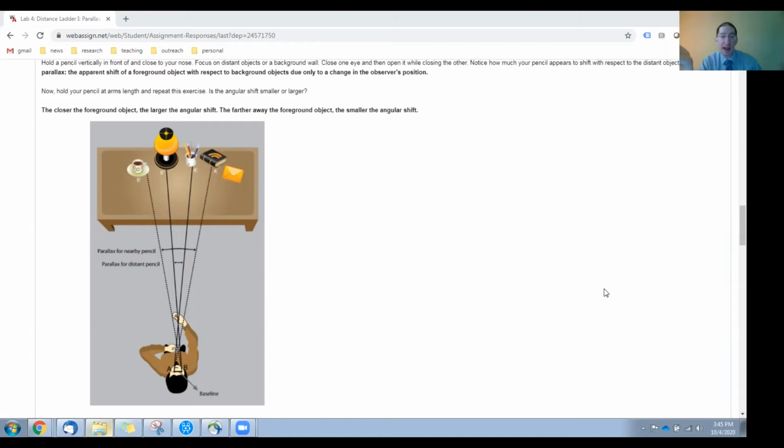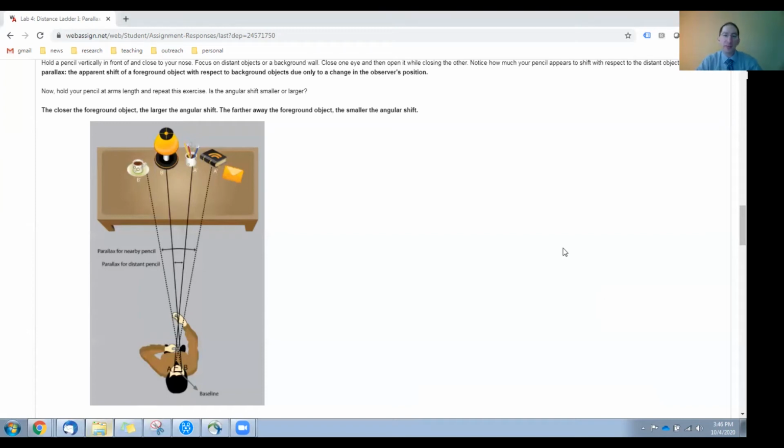If you can measure that angular shift and you know the distance between your eyes, you can calculate the distance between your face and your finger. And when your finger's close, it should be a pretty big angular shift. Now move your finger far from your face and repeat the experiment. Close one eye, notice where your finger lands on the background wall, shift to the other eye, and notice it's a much smaller angular shift. And with that smaller angular shift, you'll calculate a greater distance.